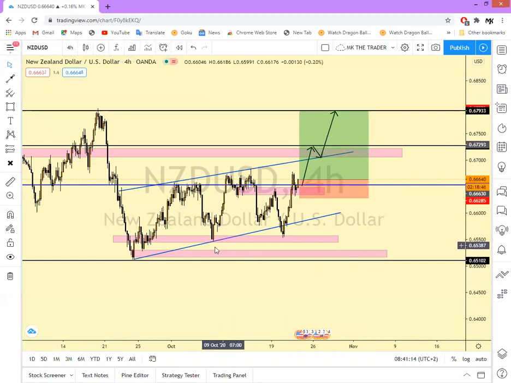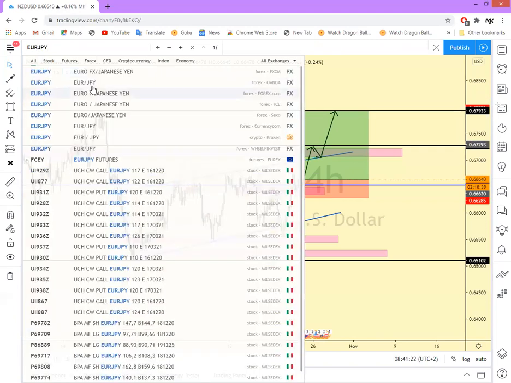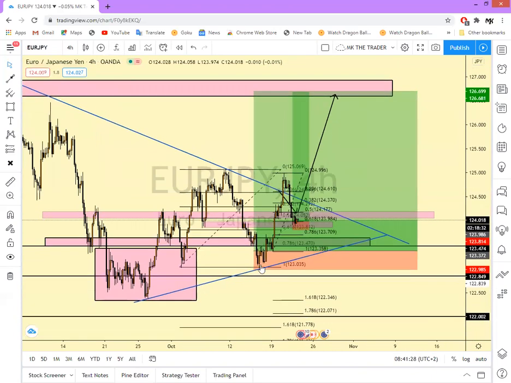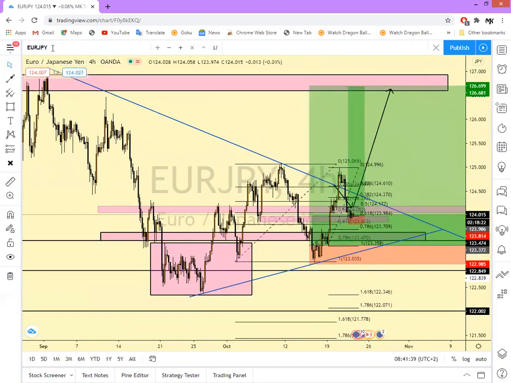So yeah, this is it. Let me try to check another one. EurJpy. I remember I gave you this. All right, this one, it's a retest of this one. Same thing around this level, and then still coming here.